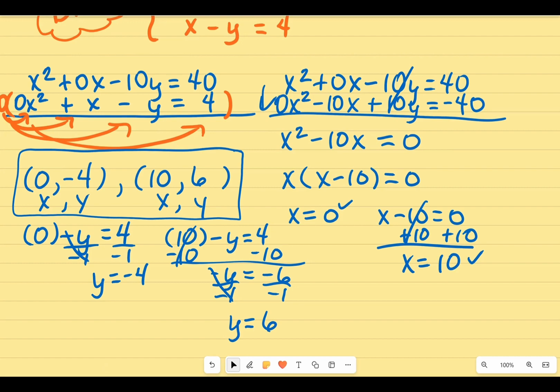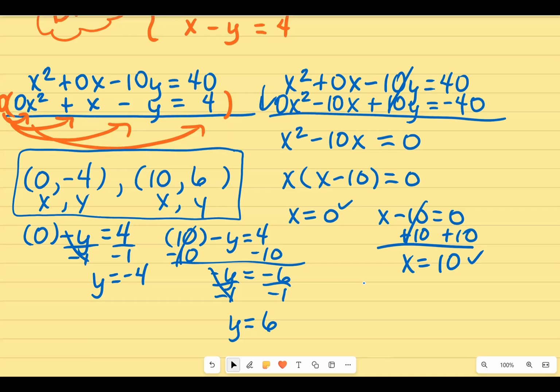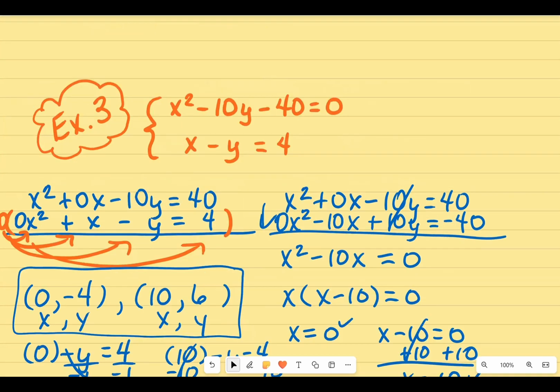And as I stated before, I was going to show you using Desmos. If I were to type in both systems, and you can rewrite it if you wanted to, but I just wrote it exactly how it was, what I'm doing is looking for the points of intersection for the red and the blue graphs. And I see that in one case it's 10 and 6, and the other case is 0 and negative 4. So that is how you solve systems of equations using the elimination method.